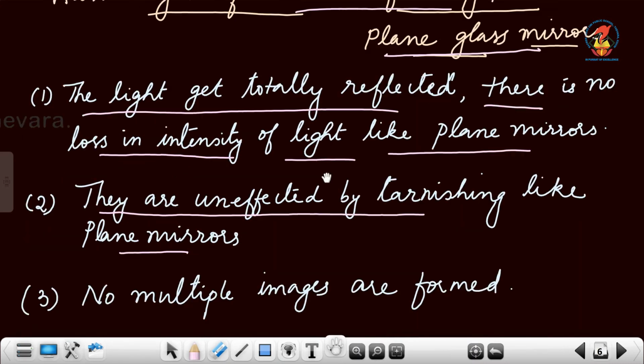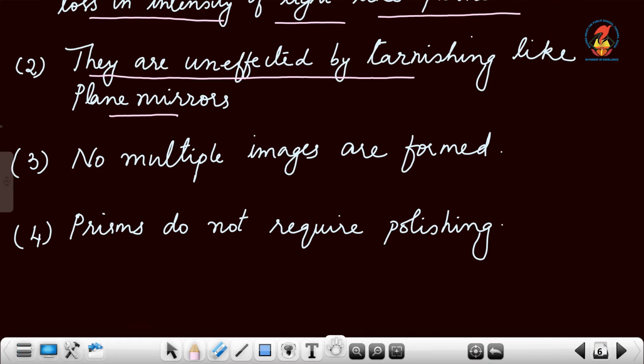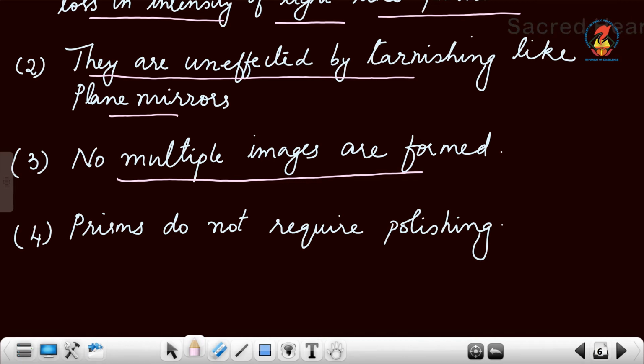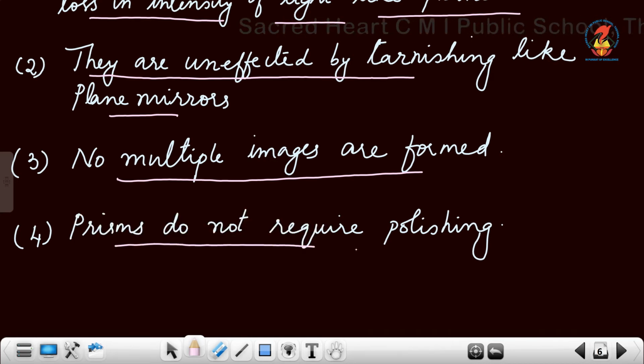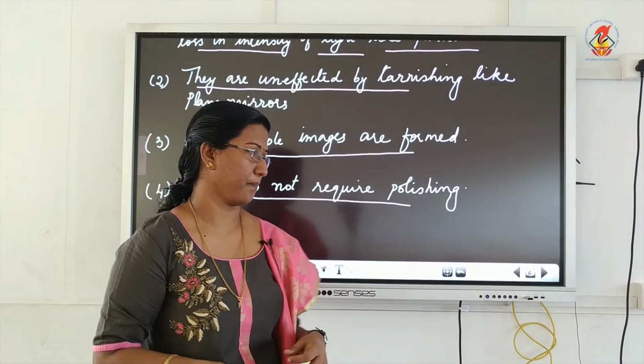Now next advantage is no multiple images are formed. You can use a plain mirror to produce multiple images, but a prism you cannot produce multiple images. And the final advantage is it does not require any polishing. It does not require the silver polishing or anything like that. You can use it for a very long time.